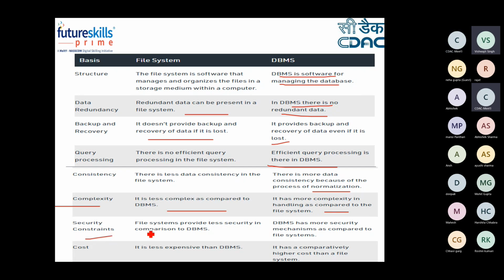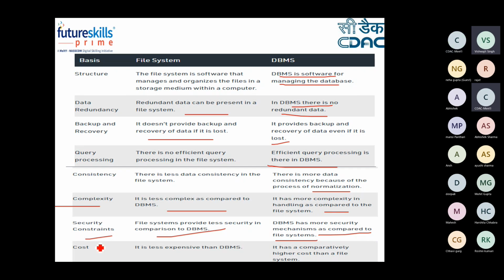Security constraint. The file system also did not provide any heavy security mechanism. If you have a Word file, you can use a password on it, but there are various high-tech techniques by which you can retrieve the password or open that file. But DBMS provides security mechanisms because DBMS has different modules and components whose core responsibility is to secure the data so that unauthorized users cannot access it.